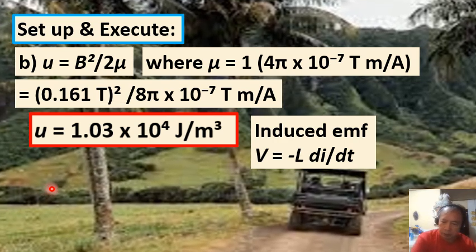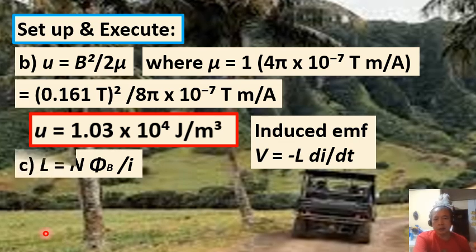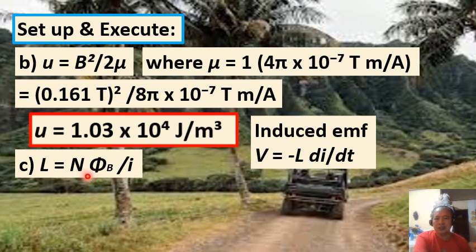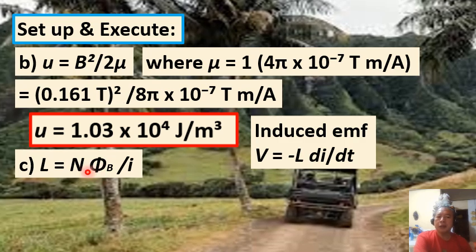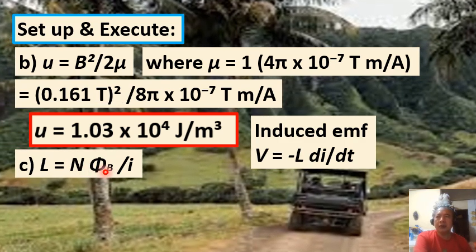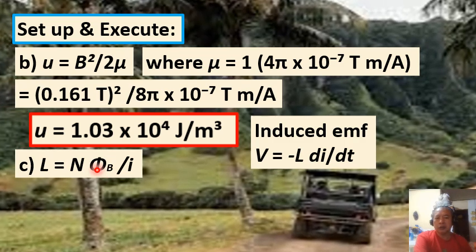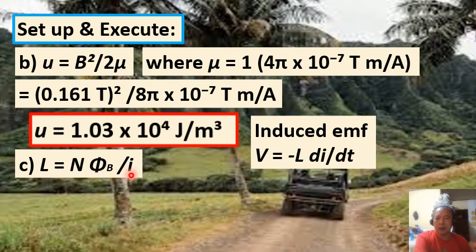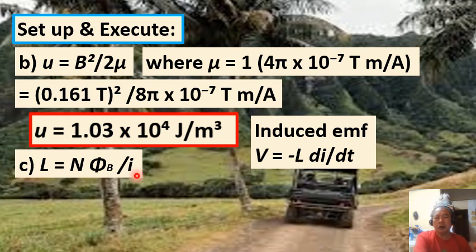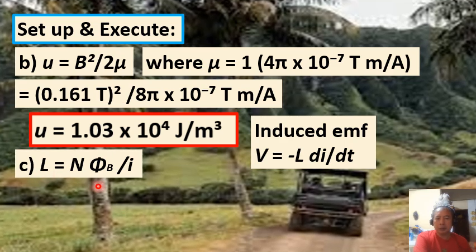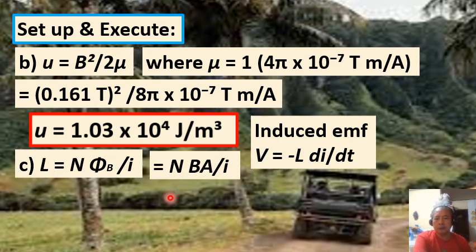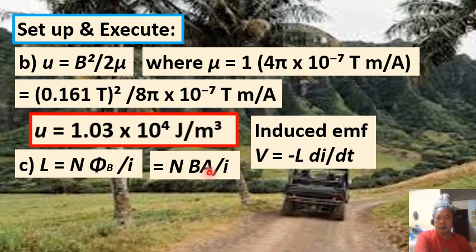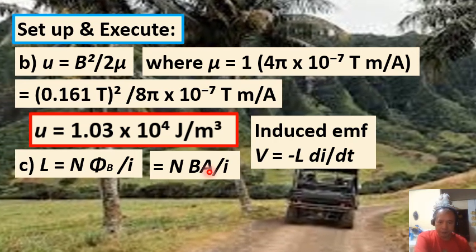So that brings us to our next target variable, which is the self-inductance capital L, which is simply the product of the number of turns or windings in the solenoid, capital N, multiplied by the average magnetic flux in the solenoid, denoted here by the Greek capital letter phi sub b, and then that will be divided by the changing current, small letter I. Or inductance, capital L, can also be expressed as the product of capital N times B and A, where capital A is the cross-sectional area of the coil.